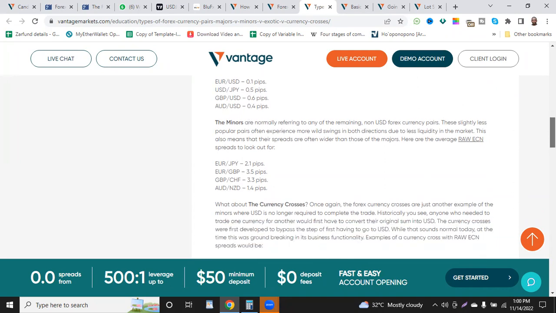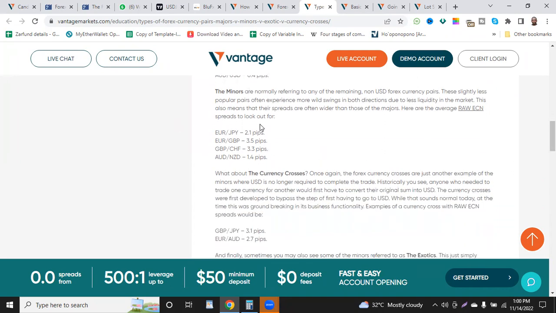But by the time you get to crosses, these are pairs that do not have the dollar in them. They still have the major currencies in them, but they don't have the US dollar. The US dollar is very powerful. The US dollar is the reserve currency of the world, and more than 80% of transactions done in the world every day are done in the USD.